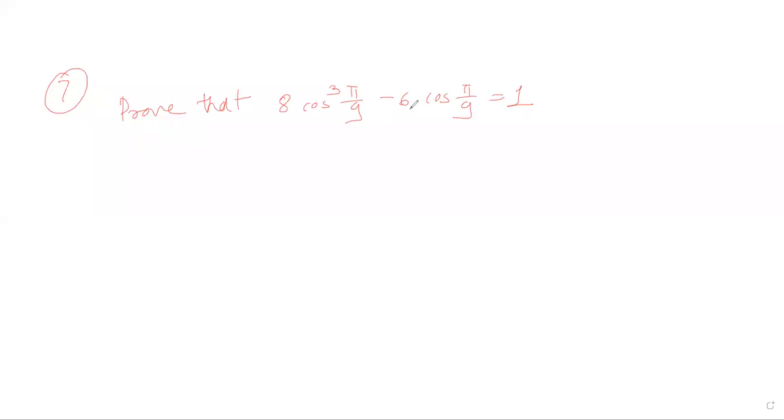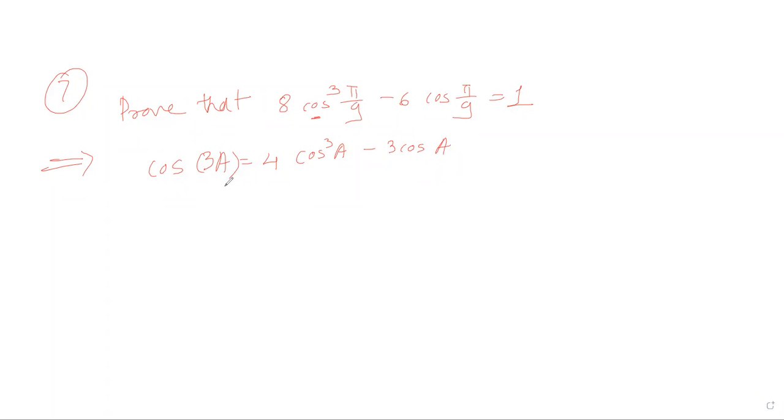You have to prove this example. Now see, the solution is: we know the formula of cos 3a. cos 3a is equal to 4 cos cube a minus 3 cos a.